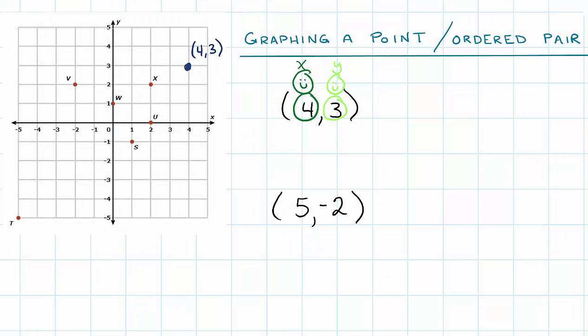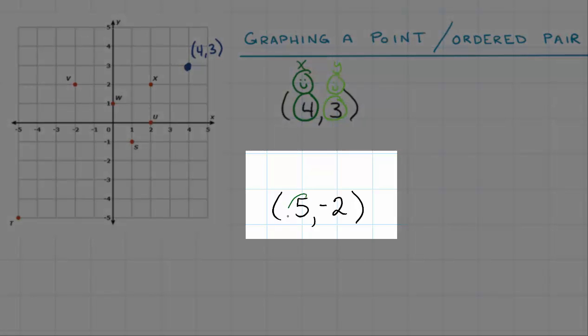Again, we always start at our origin at 0. Okay, so let's start with the 5. What I notice right away is that it is positive. So my x is positive. How about my y? Well, my y in this case is going to be negative.